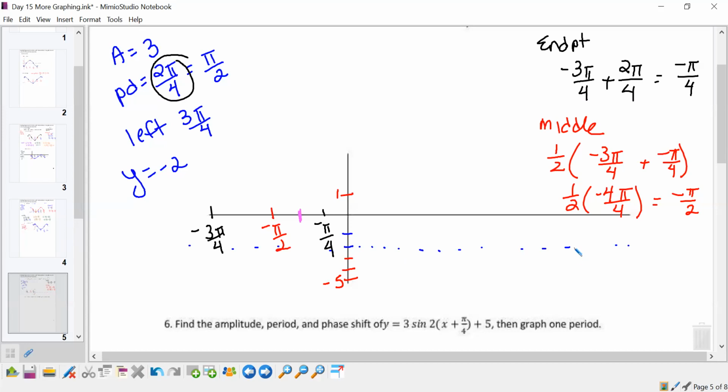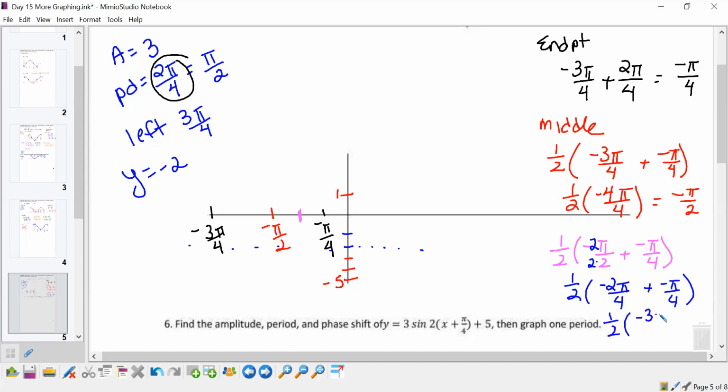Right, now I need this middle. I guess it's good that nothing's happening over here. 1/2, add the endpoint. Oh, I need a common denominator. This is going to be 2 times over 2, because this is now 4. So we get 1/2 of -3 pi over 4. Nothing reduces, so this is going to be -3 pi over 8. Multiply numerators, multiply denominators.